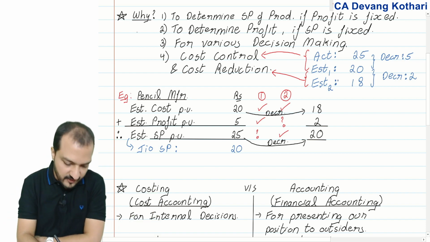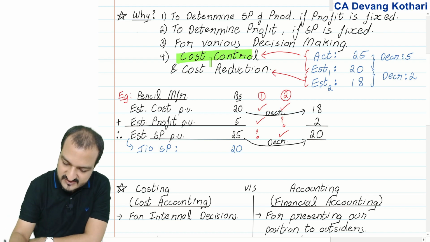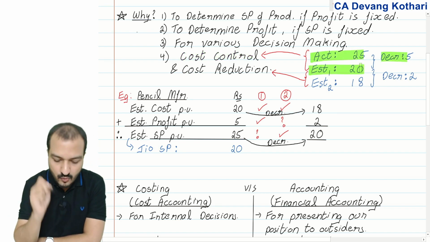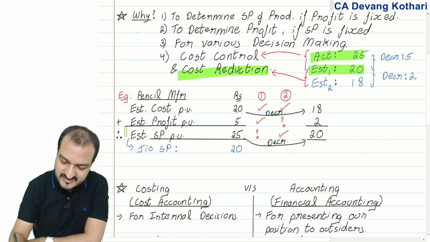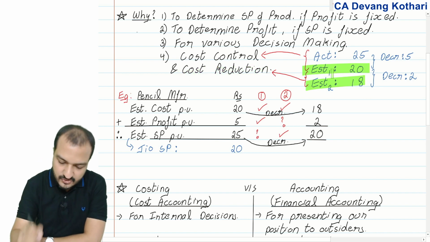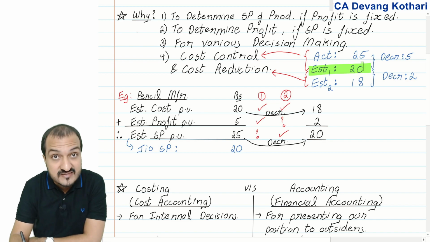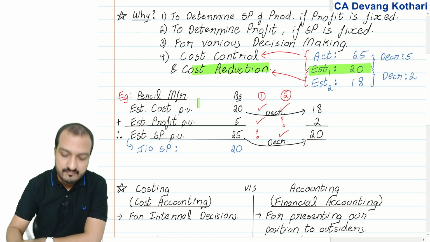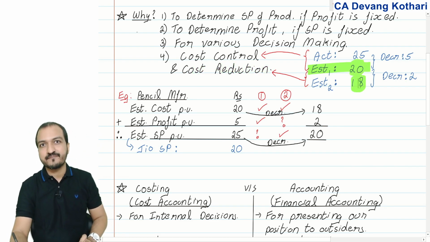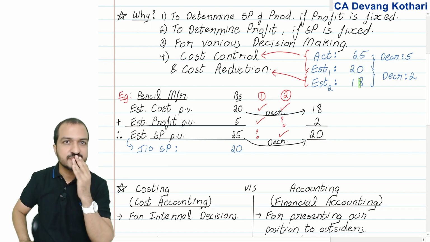So chalo, now let us define properly. What is cost control? Cost control means to decrease my actual and bring it down to the estimate, while cost reduction means to bring that estimate further down. Cost control means to decrease my actual 25 and bring it down to the estimate, while cost reduction means to bring that estimate further down from 20 to 18. Do you understand the basic difference, cost control, cost reduction?